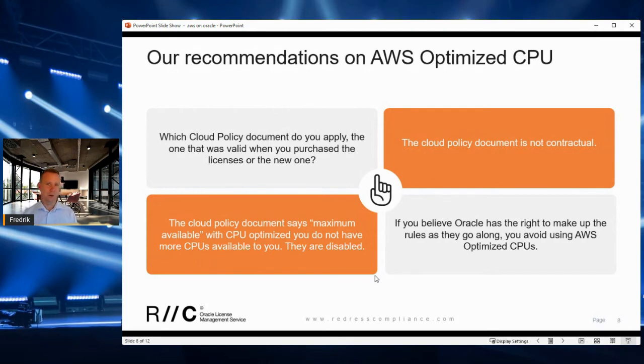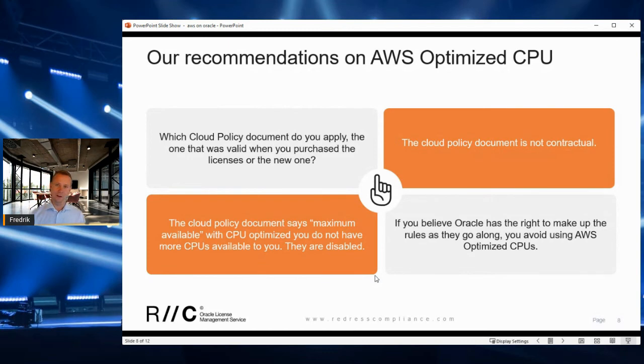What can help you shape your strategy and determine which licensing strategy you should use? So first off, the cloud policy document. When did you purchase your licenses? If you purchased the licenses in 2018 or 2015, should you not follow the licensing policy that was current at that time? Just because Oracle changed the policy in 2021, does it apply retroactively to all your licenses? That's a decision you need to make. The cloud policy document is not contractual. It's specified at the bottom of the document that it's for educational purposes only, and it is not contractual.